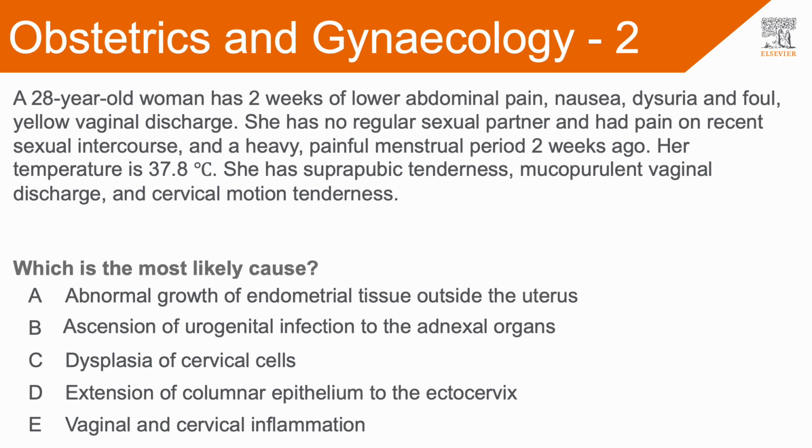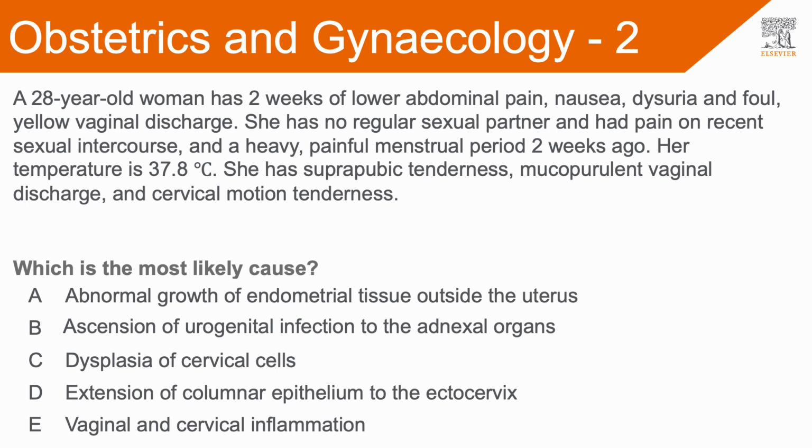Moving on to the next question. A 28-year-old woman has 2 weeks of lower abdominal pain, nausea, dysuria, and foul yellow vaginal discharge. She has no regular sexual partner and had pain on recent sexual intercourse and a heavy, painful menstrual period 2 weeks ago. Her temperature is 37.8 degrees C. She has suprapubic tenderness, mucopurulent vaginal discharge, and cervical motion tenderness. Which is the most likely cause?